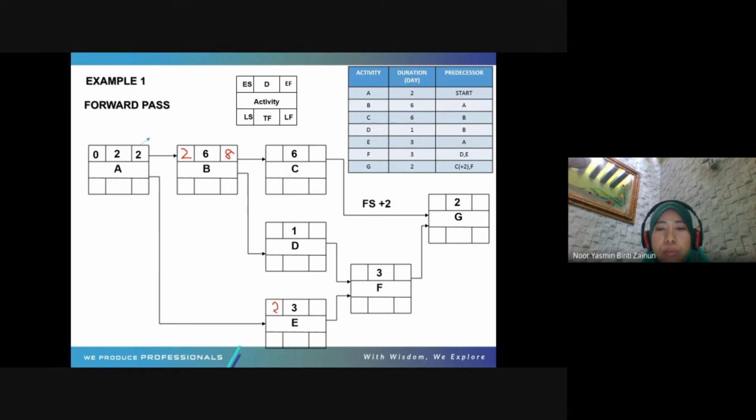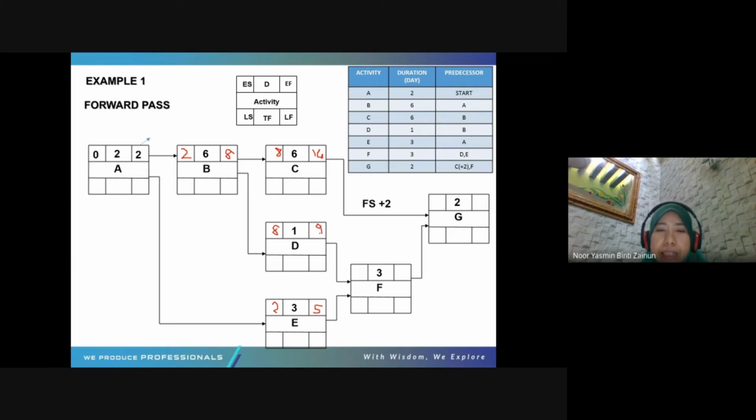Okay. 2 plus 3 is 5. Okay. Here, okay. 8 tak ada apa-apa kan. So carry forward here. 8 plus 6 is, tak ada apa-apa kan. So 8 carry forward here. Plus 1 is 9.